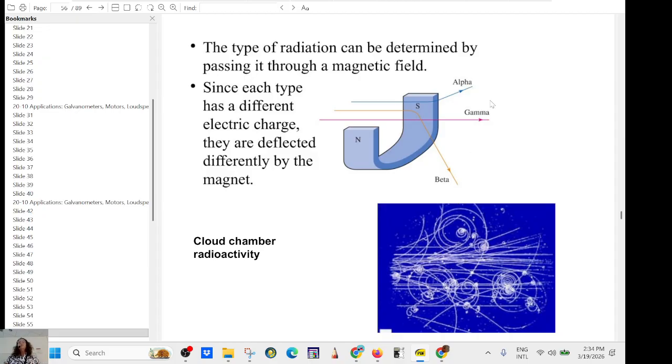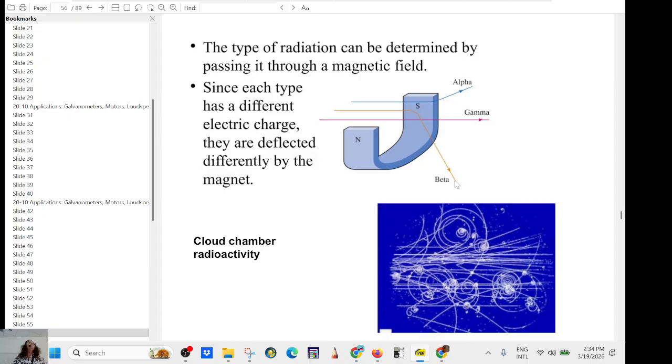So why did they call that alpha, beta, gamma? Because at the time people were very educated, they would take Latin and Greek. So instead of saying X, Y, Z, they would say alpha, beta, gamma when they didn't know what it was. They didn't know that alpha was a nucleus of helium. So 2 protons. This is a light particle.